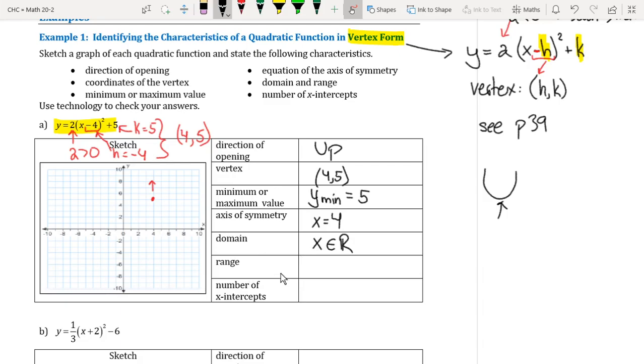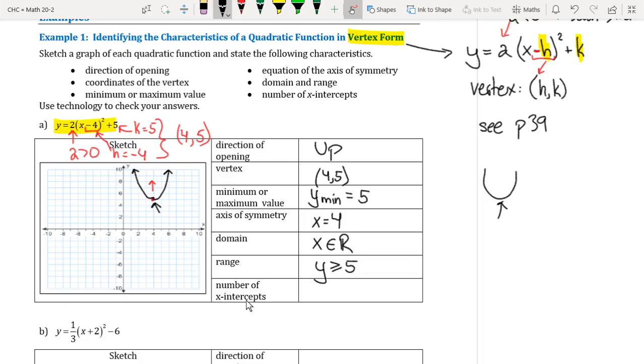The range. Let's think about how this parabola will actually look. This is the vertex, and then it's going to open up. It's going to go something like this. So for the range, the smallest possible y value will be the y coordinate right there. So the range will be y greater than or equal to 5. Never going to be smaller.